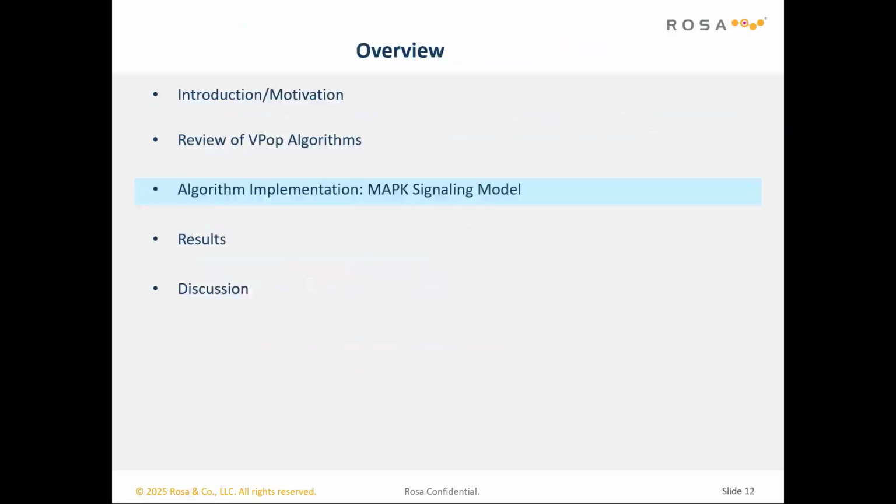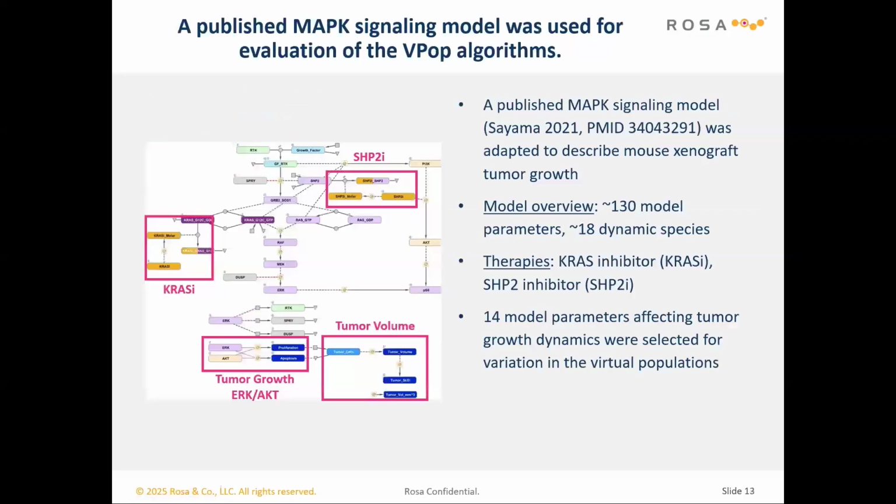Next, we'll move to the implementation of these algorithms with a specific oncology case study. A published MAPK signaling model was used to test the 3 virtual population sampling methods. The model was adapted to describe mouse xenograft tumor growth and includes modules for tumor growth, tumor volume, SHP2 inhibition, and KRAS inhibition, which are highlighted in the model excerpt on the slide.